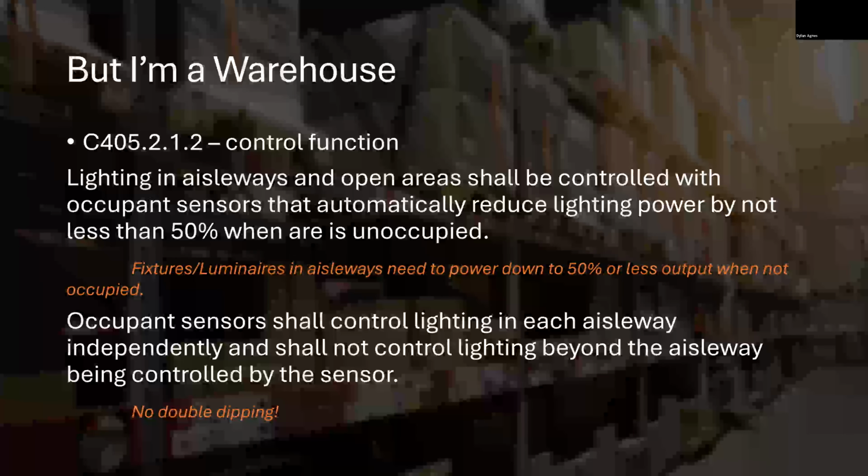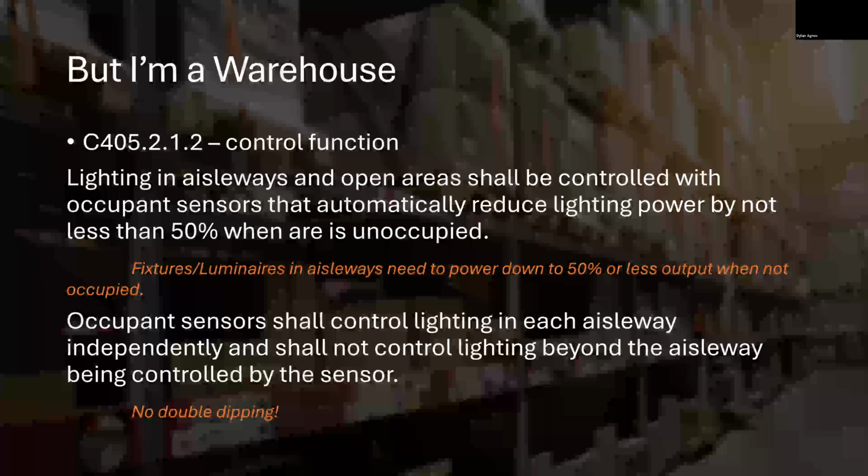Lighting in aisleways and open areas shall be controlled with occupancy sensors that reduce lighting power by not more than 50% when it's unoccupied. What that means is that all the fixtures in the alleyway need to power down to 50% or less. So depending on what you're storing or how frequently people are going to be accessing those storage areas to pick and pull, you may want to keep it at just 50%. So there's more time and less transition. Or if it's more infrequent, then maybe powering down to 0 is probably a better option to save energy. You don't get the double dip.